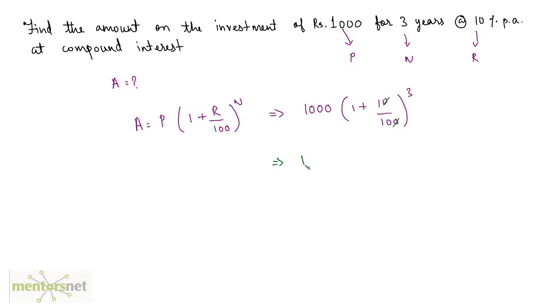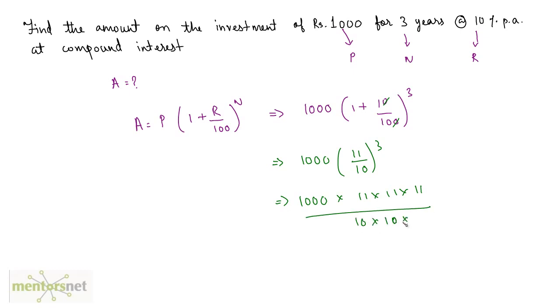What we have here is 1000 into 1 plus 1 by 10, that's (11 by 10) cubed, right? So we have 1000 into 11 into 11 into 11 divided by 10 into 10 into 10. So these zeros get cancelled out. So 11 cubed is 1331, and that's the amount. Easy, isn't it? So this is how you solve problems on compound interest. Mostly you have to enter the data into the formula, and there you go, you got the answer.